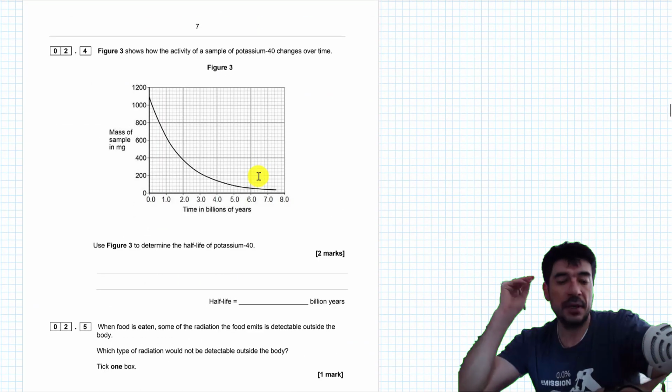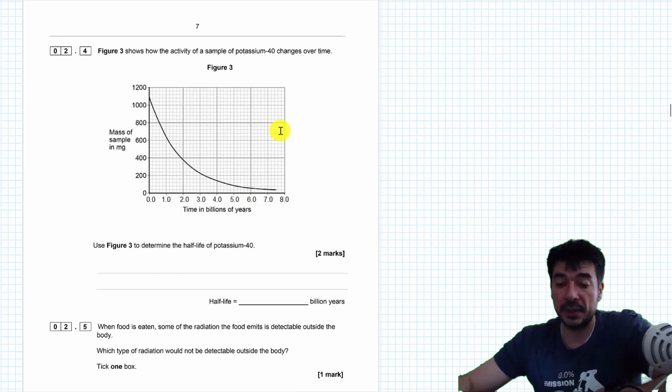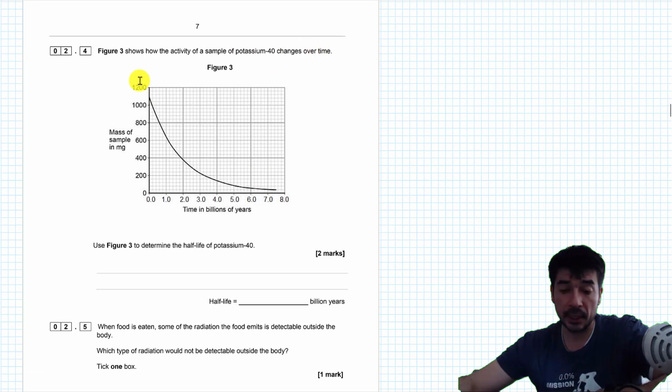Okay. Figure 3 shows how the activity of a sample of potassium changes over time.